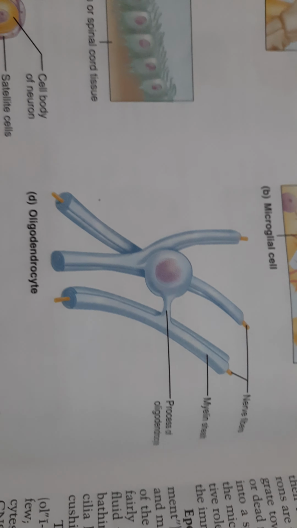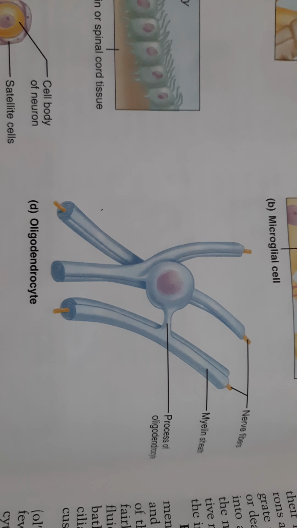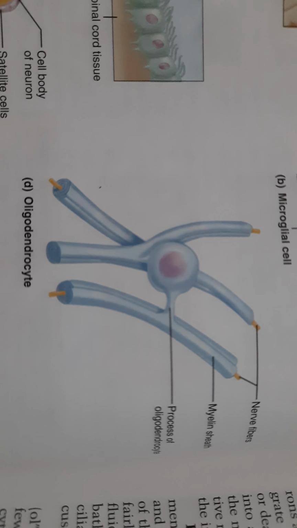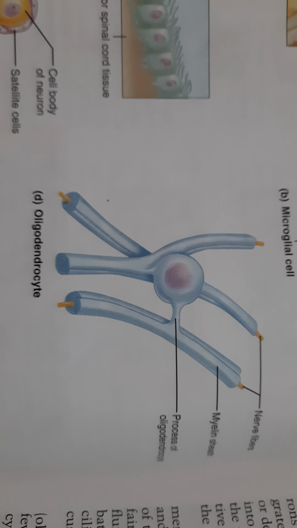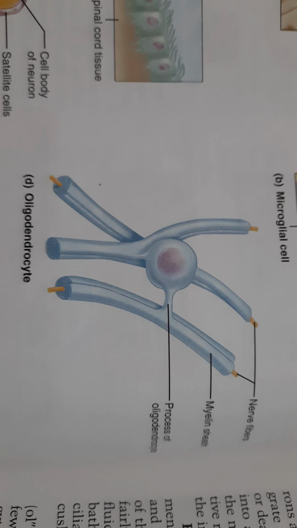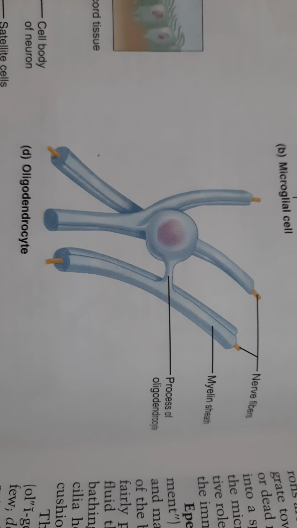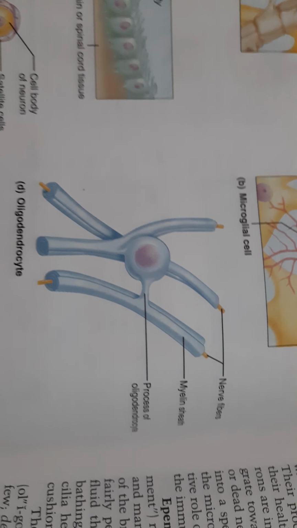And that was it. And then there are oligodendrocytes. All these four are inside the central nervous system, but this one particularly has the role of creating the myelin sheath on the nerves of the CNS. Inside the CNS, it creates the myelin sheath.